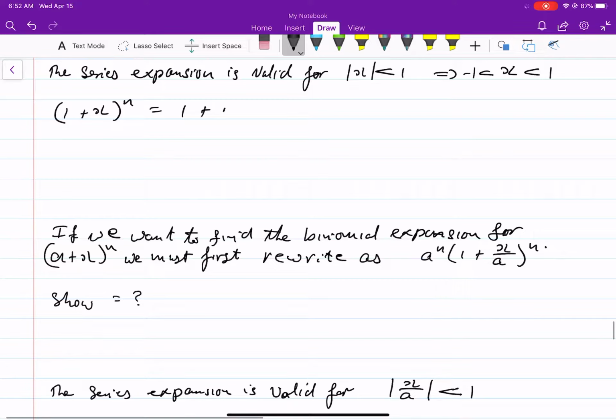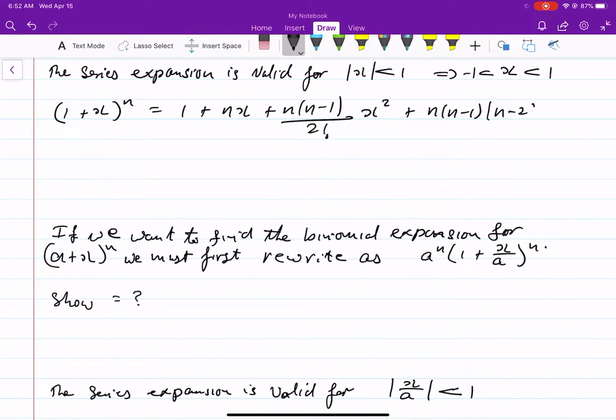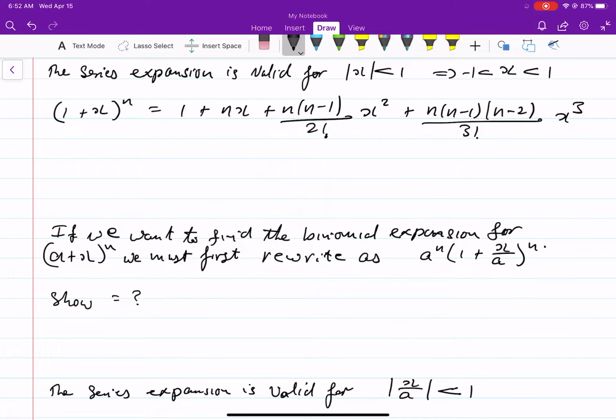1 plus nx plus n into n minus 1 upon 2 factorial times x squared, plus n into n minus 1 into n minus 2 upon 3 factorial times x cubed, plus, I'll do a couple more, n into n minus 1 into n minus 2 into n minus 3 upon 4 factorial times x to the 4th. You can see the pattern there, and so on and so forth. And this goes on and on.